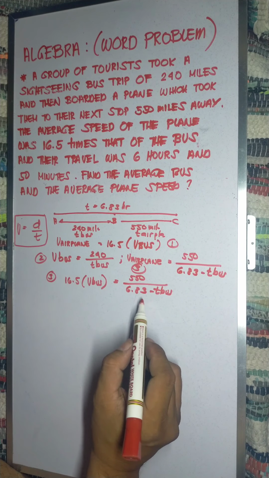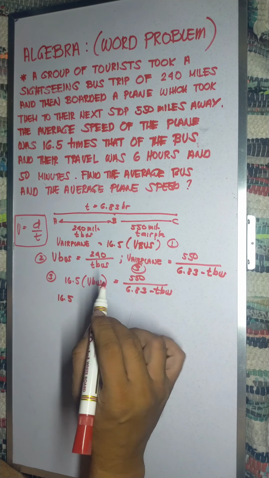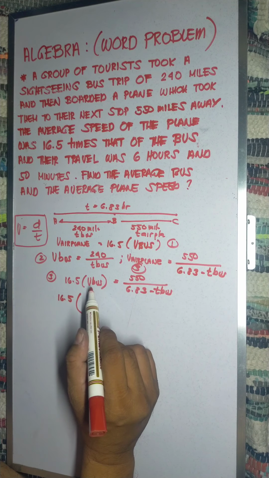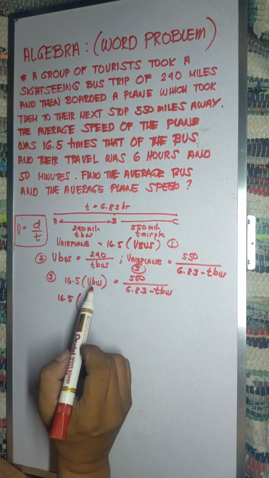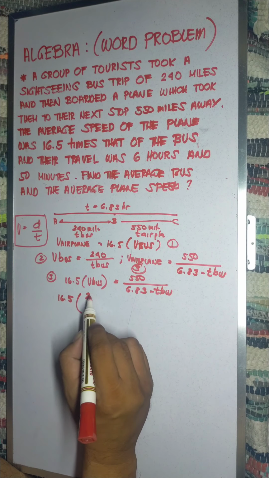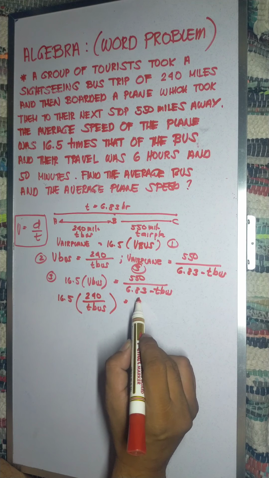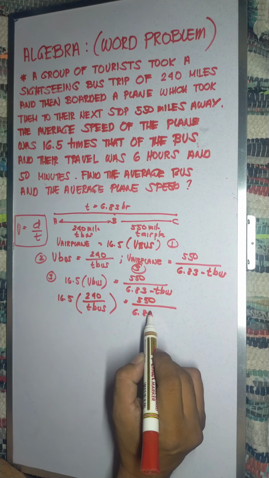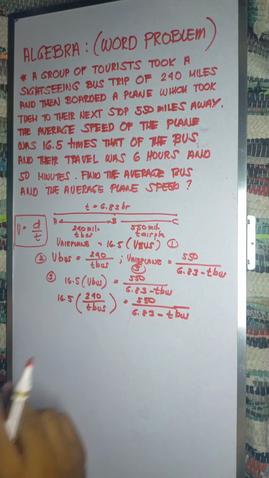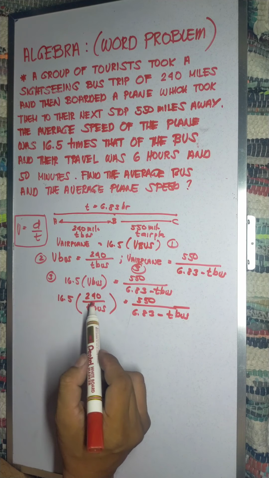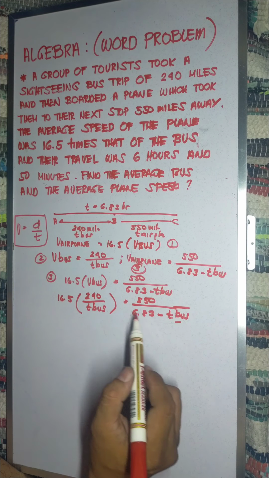So we cross multiply this one. This velocity of the bus, I also replace with 240 over t of the bus, using equation 2, so I can get the t of the bus. So 16.5 times 240 over the time of the bus equals 550 all over 6.83 minus the time of the bus. From this equation, we have only one variable, which is the t of the bus. So we can find now what the t of the bus is.